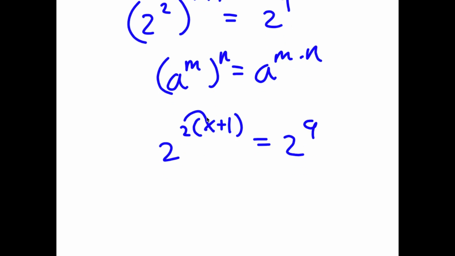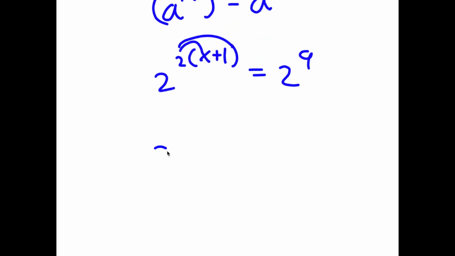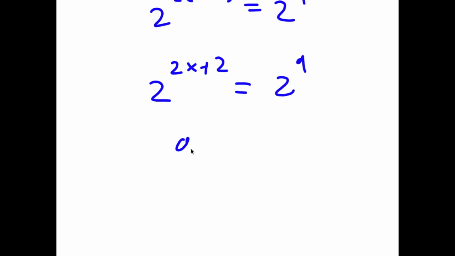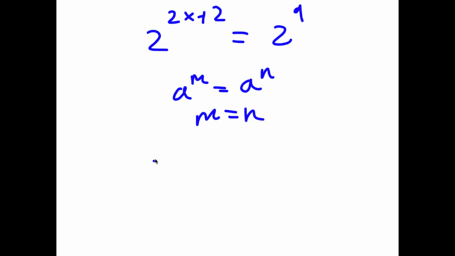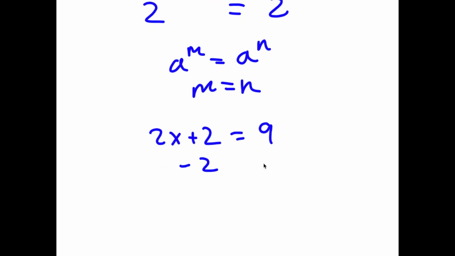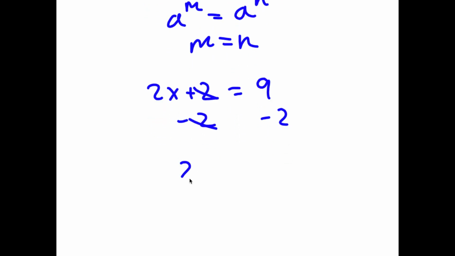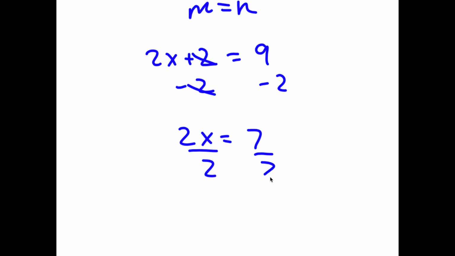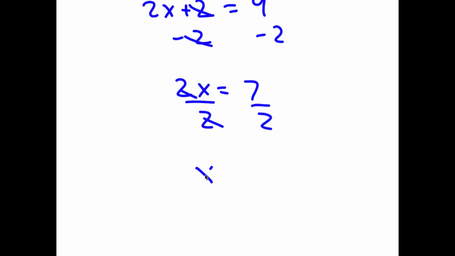And for 2 times (x plus 1), I can simply distribute the 2, so I get 2 to the power of 2x plus 2 is equal to 2 to the power of 9. Now if I have something in the form a to the power of m is equal to a to the power of n, this means that m is equal to n. So in this case, 2x plus 2 is equal to 9. Now if I subtract 2 on both sides, I get 2x is equal to 9 minus 2, which is 7. And if I divide both sides by 2, I get x is equal to 7 over 2.